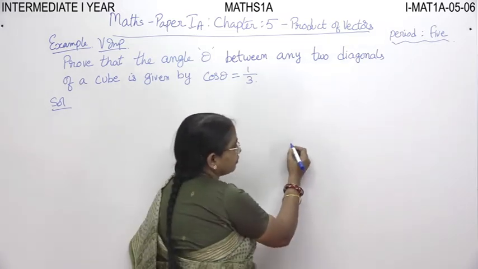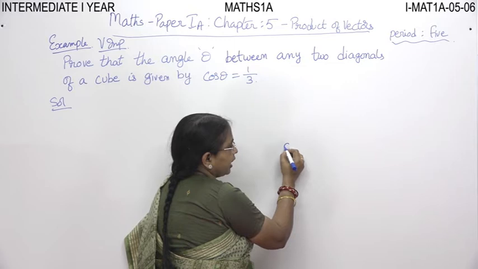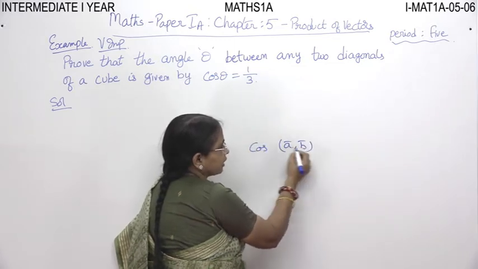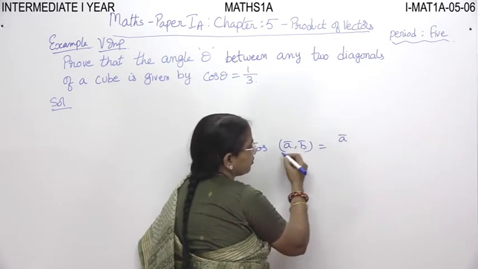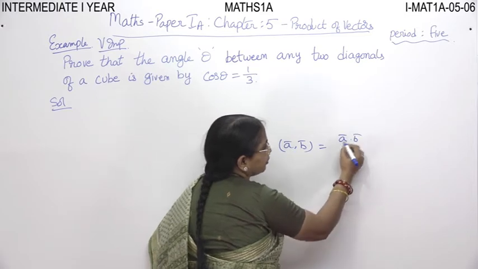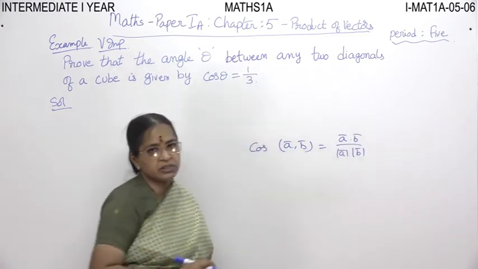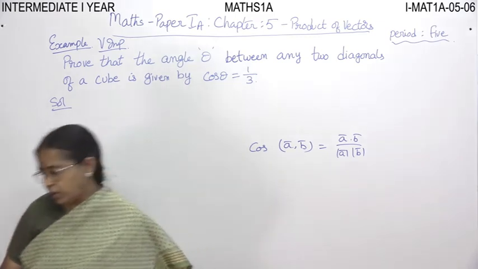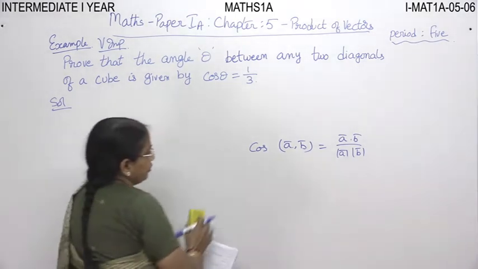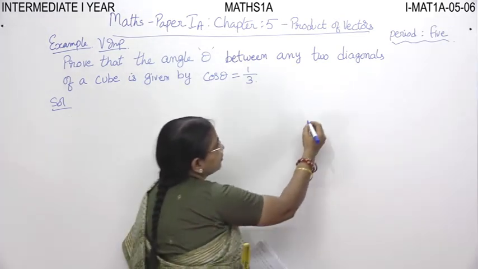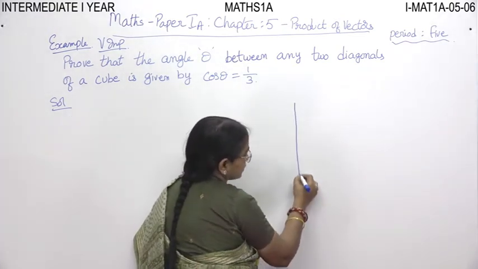Now we have the formula that if A and B are two vectors, then the angle between the two vectors is given by the formula cos of AB is equal to A dot B by mod A into mod B. We are going to use this formula. Now what we do is, first we'll draw the figure. Draw a cube like this.